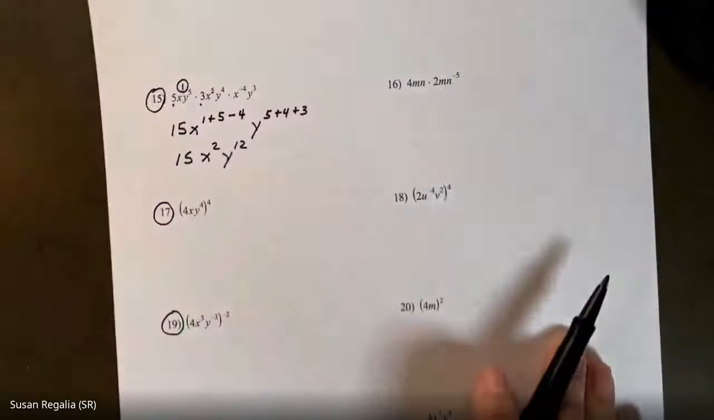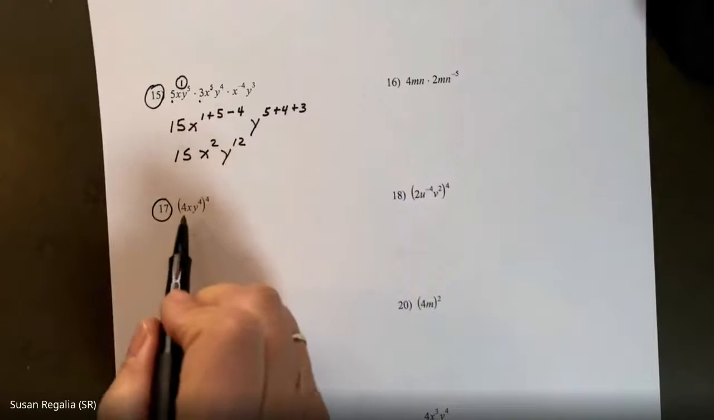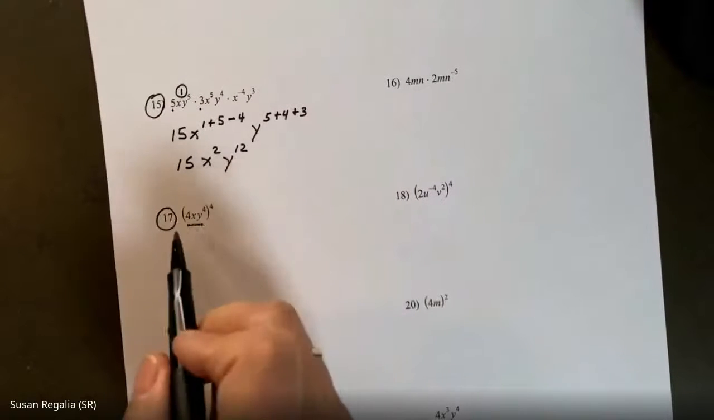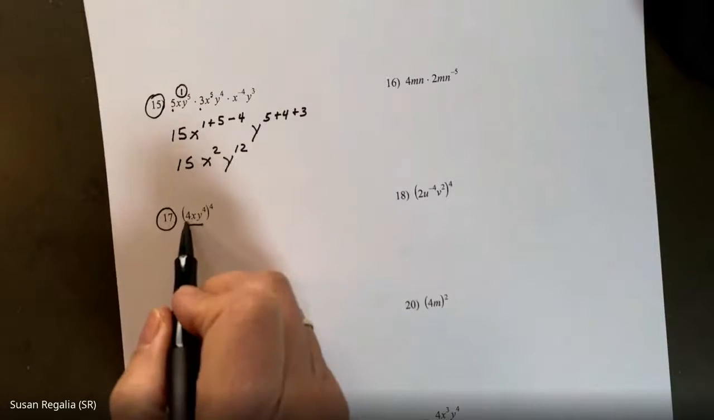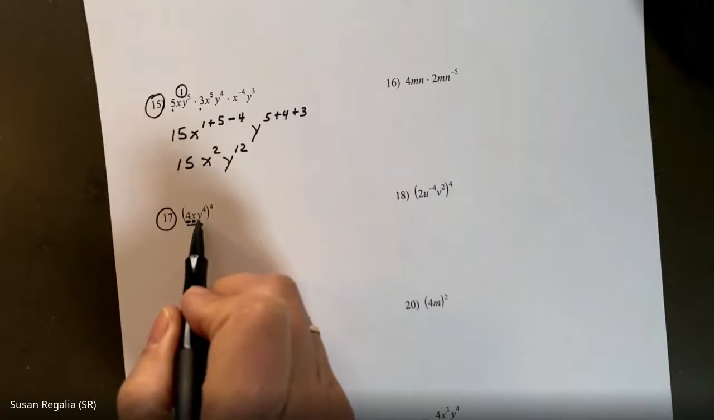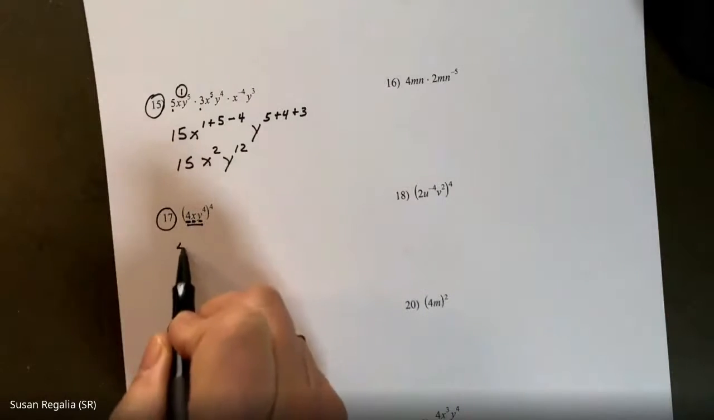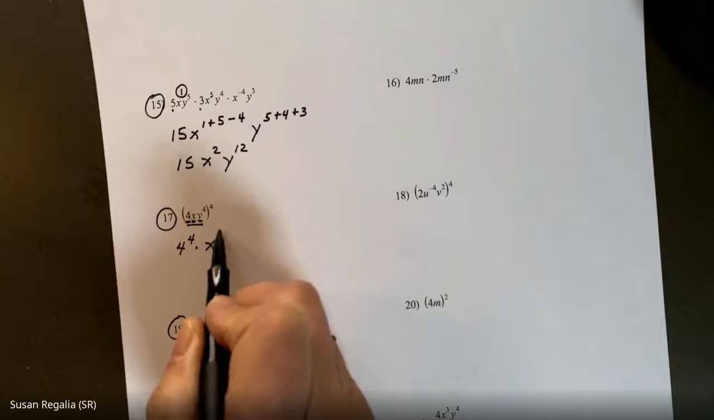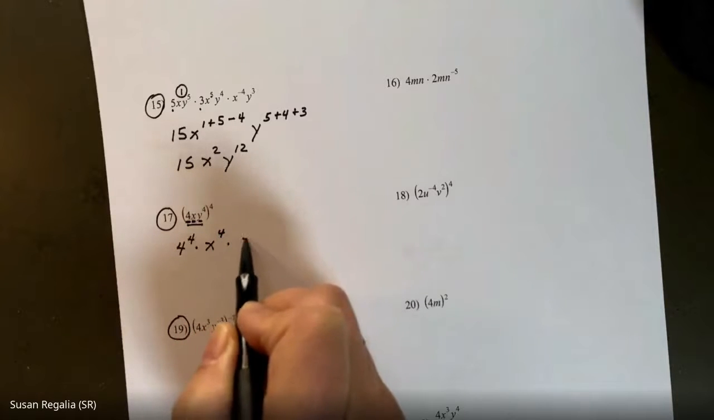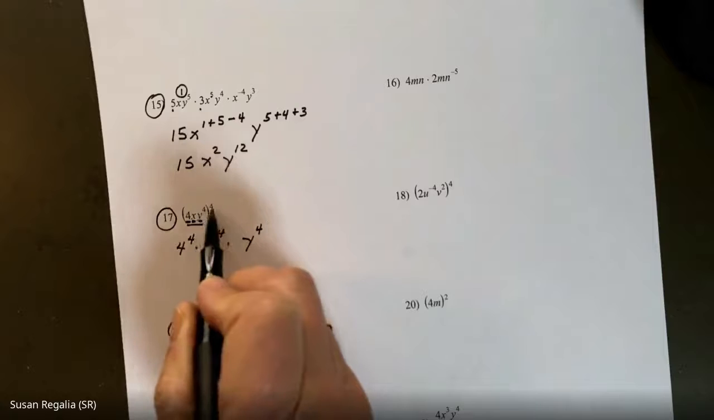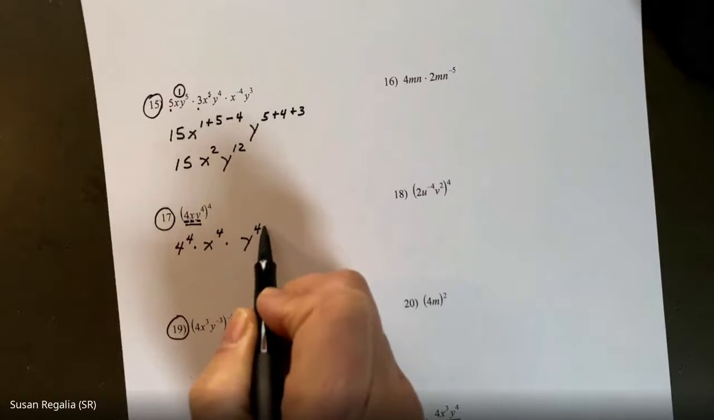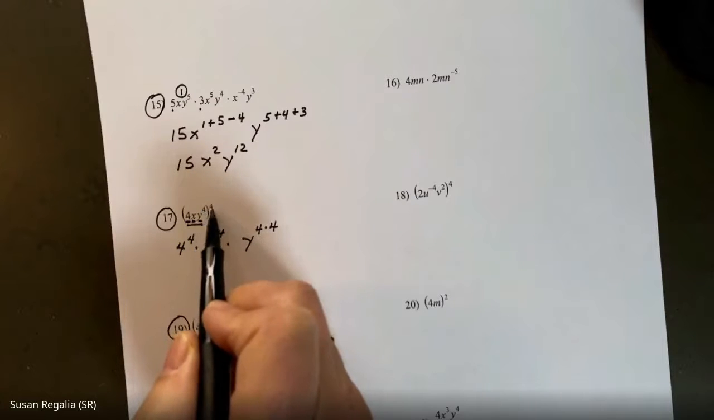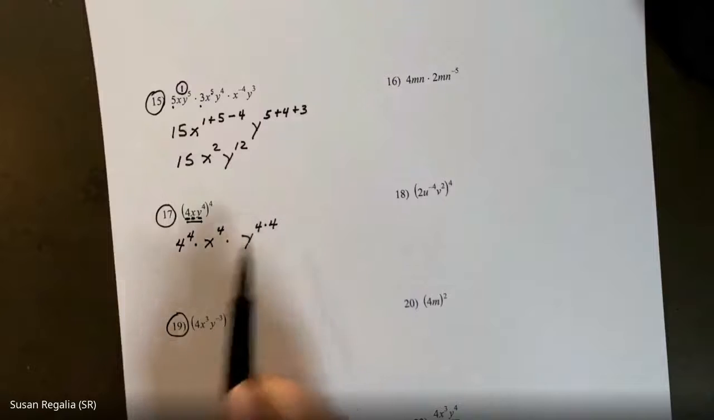Okay, number 17. Now we're raising a power to a power. We have this whole thing being raised to the 4th power. So you have to understand there are 3 bases that are being raised to the 4th power. There's the 4, there's the x, and there's the y. So what we're going to have here is 4 raised to the 4th power times the x raised to the 4th power times the y to the 4th raised to the 4th power. And so that gets multiplied. I multiply that 4th power to the 4th power and multiply those together.